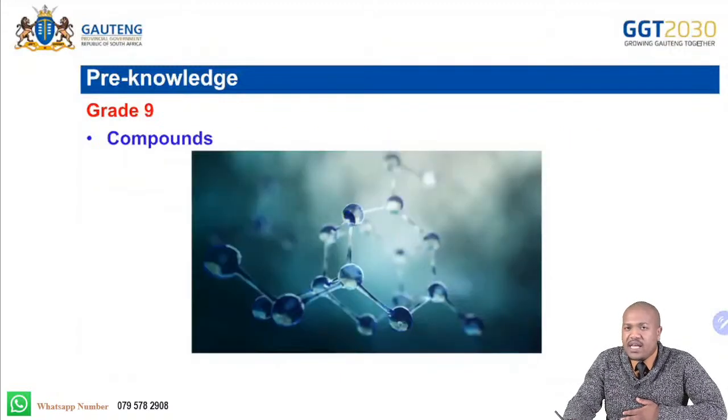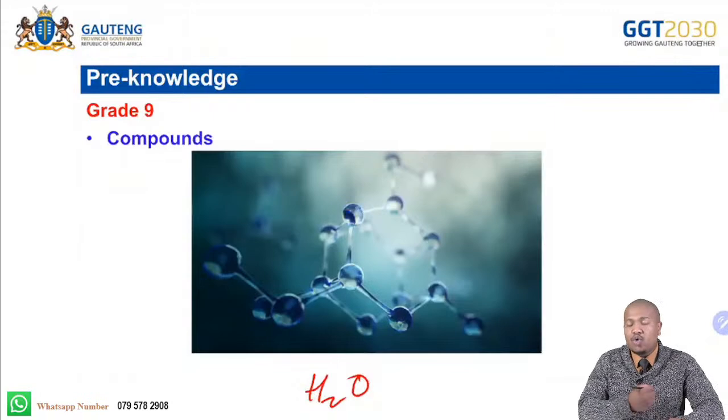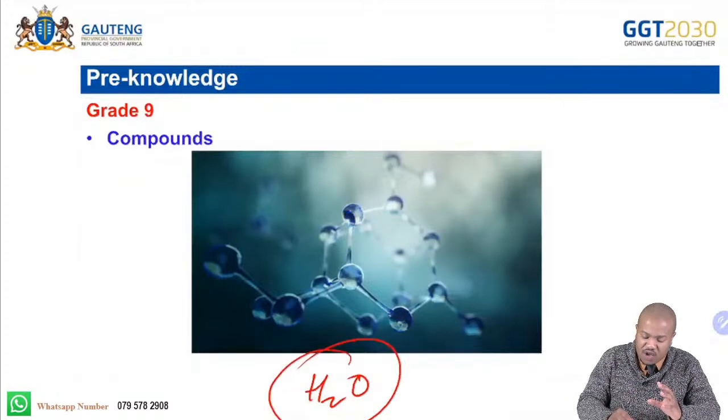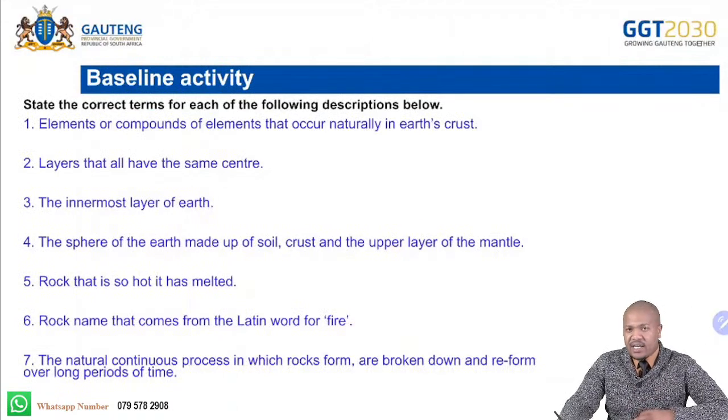Then in the very same grade that we are in, we talked about compounds. We said that compounds are made from different elements that are bonded together in a fixed ratio. A common example is H2O, because it is made up of hydrogen and oxygen, which are different from each other, but they are in a fixed ratio: 2 hydrogen atoms with 1 oxygen atom in this molecule of the compound water. Are we together?